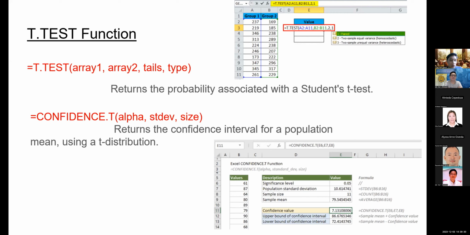You can also get the confidence level. Using the syntax equal sign CONFIDENCE.T, we specify the alpha, the standard deviation, and the size of the population. This returns the confidence interval for a population mean using a t distribution. Here in the example, we have a significance level of 0.05, a population standard deviation of 10.61, a sample size of 11, and a sample mean of 79.